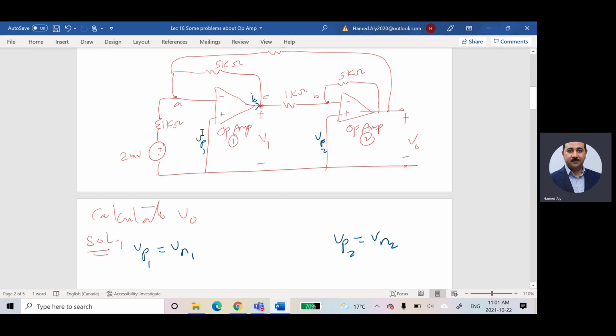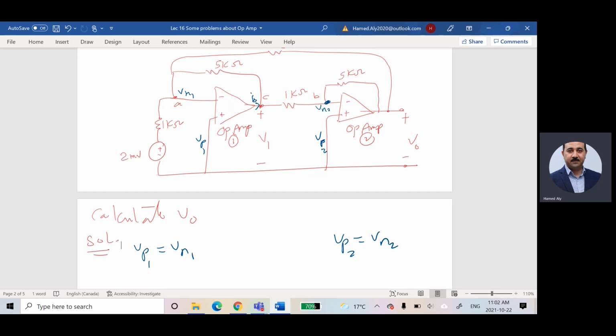So if I assume that this is VP1, where is VN1? VN1 is the voltage from that point to the neutral, which is considered as this voltage. Am I right? So this guy is VN1. Where is VN2? Actually, VN2 is the voltage from that negative terminal, which is considered at this voltage. Am I right? Are you seeing that, guys? So this guy is VN2.